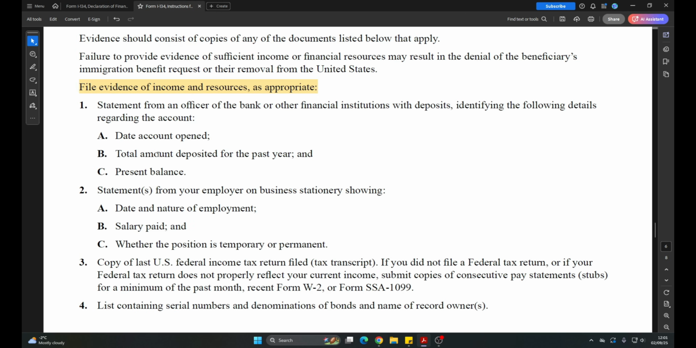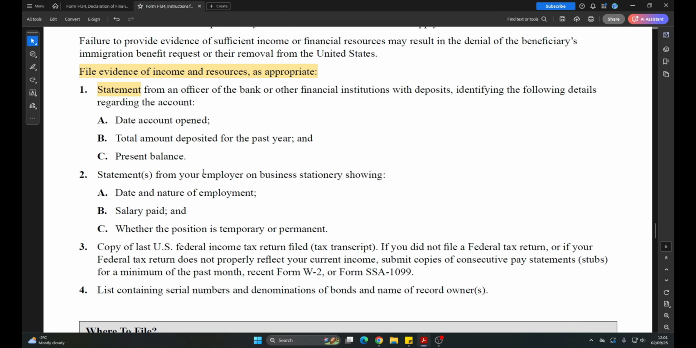So John is going to obtain a letter from an officer at the bank that includes the information about his account, what was the total amount deposited into his account in the past 12 months, and the present balance. But aside from this statement from the bank, the more information you provide, the better. So you can also include 12 months of printouts of statements from your bank.